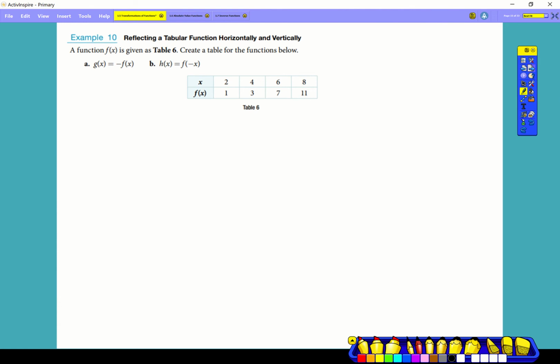So reflecting a tabular function horizontally and vertically. Okay, so if g of x is negative f of x, all you're going to have for g of x are the f of x values, but just negative. But all your x values would stay the same. Now for h of x equals f of negative x, remember we're going to have to build a new table.